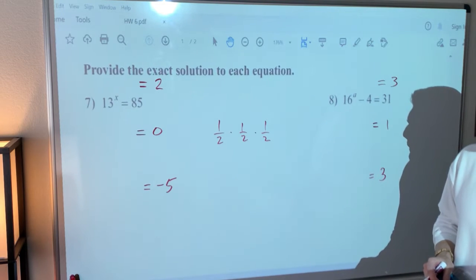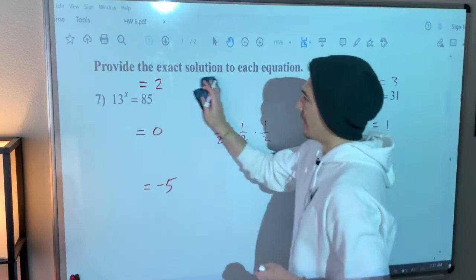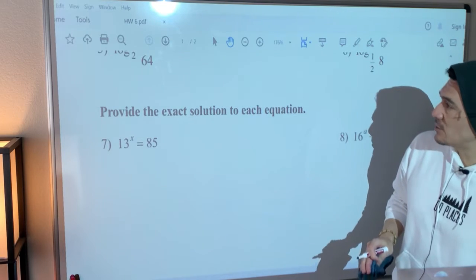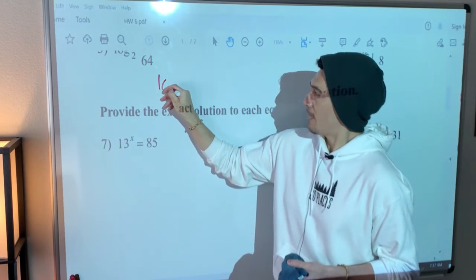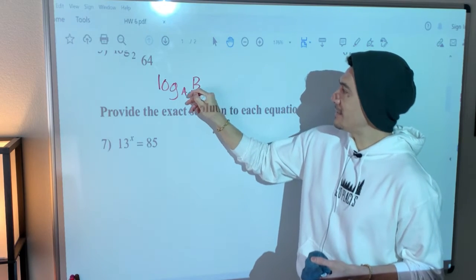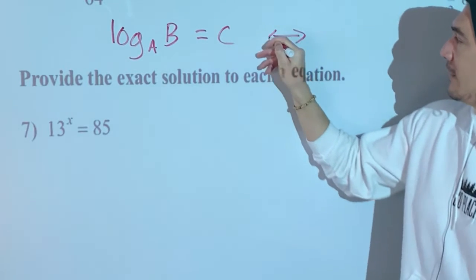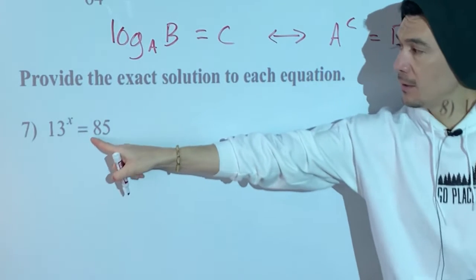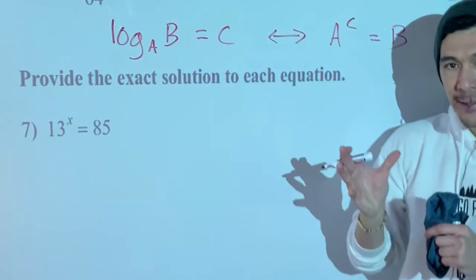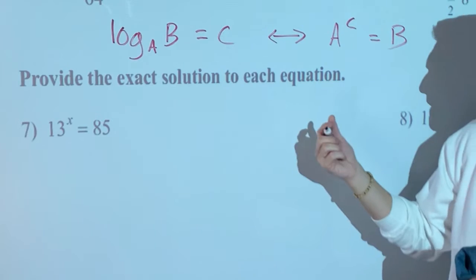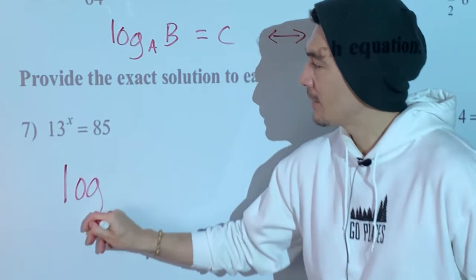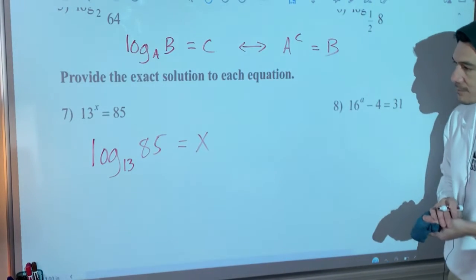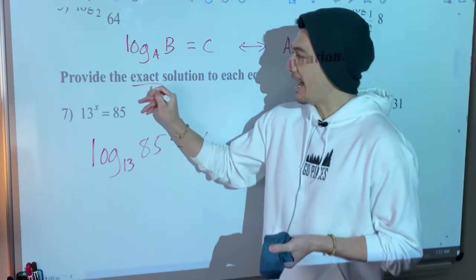Now, as it pertains to solving equations, so for number 7 and number 8, recall the idea of rewriting the expression from exponential form into log form. So do note what we learned recently, that this equation here is equivalent, in a sense, to saying this here. So as is, this equation looks just like that. If you repackage it to look like a logarithmic equation, it would look like this. It would be log base 13 of 85 equals x. And the goal was to provide the exact solution.